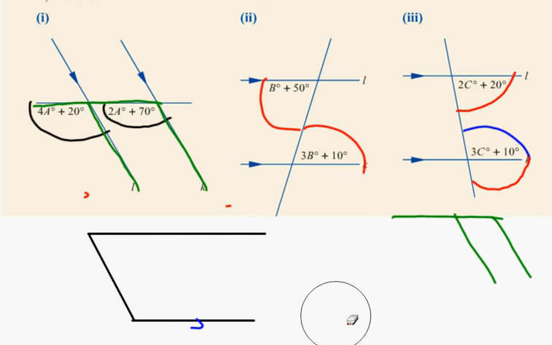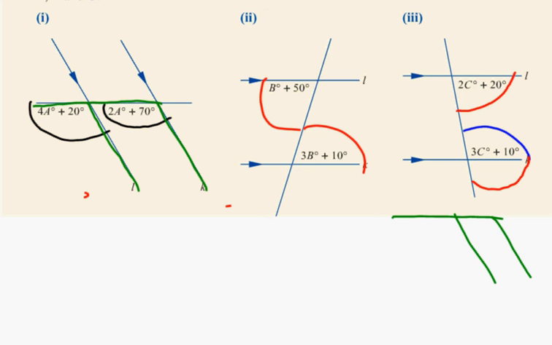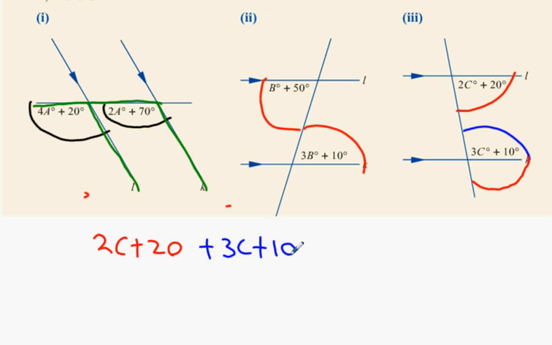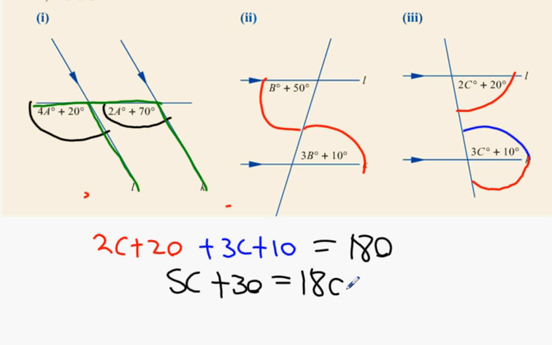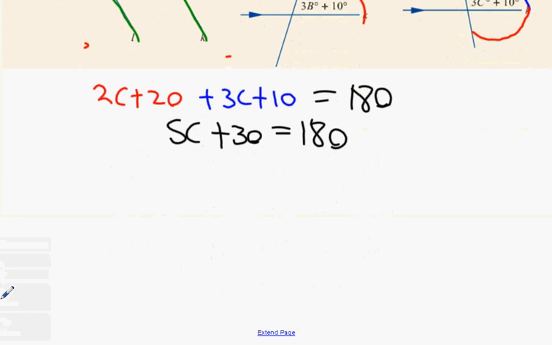Now that's dealt with. What are we going to do next, guys? The red plus the blue equals what, guys? What do we say again? Red plus blue equals 180. 2c plus 3c, 20 plus 10. Then bring over the 30. 150. 5c equals 150. Divide by 5.